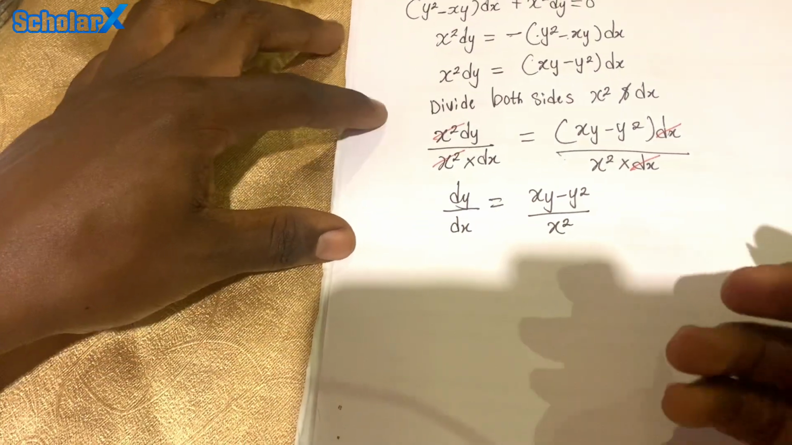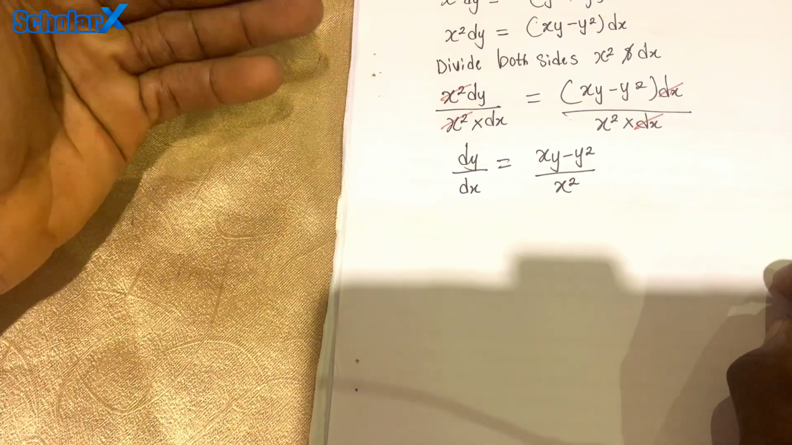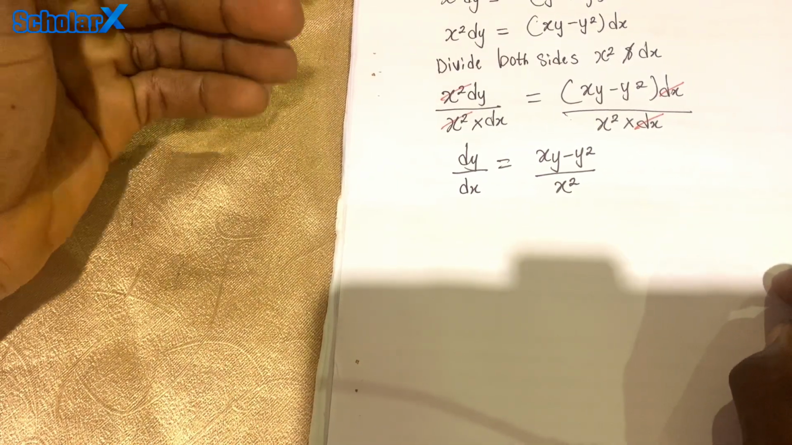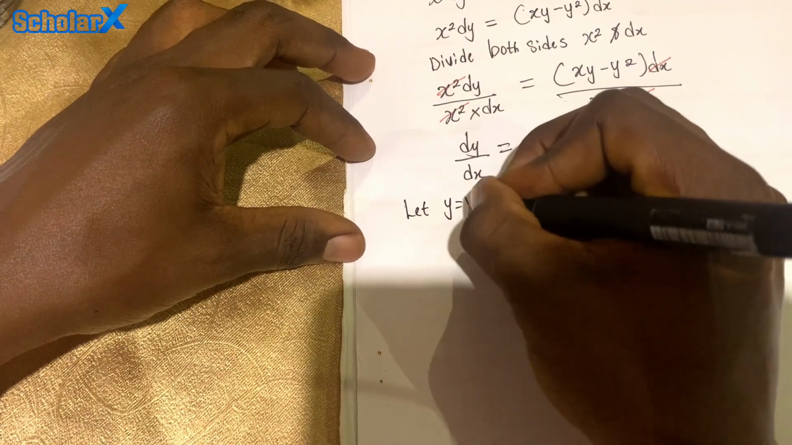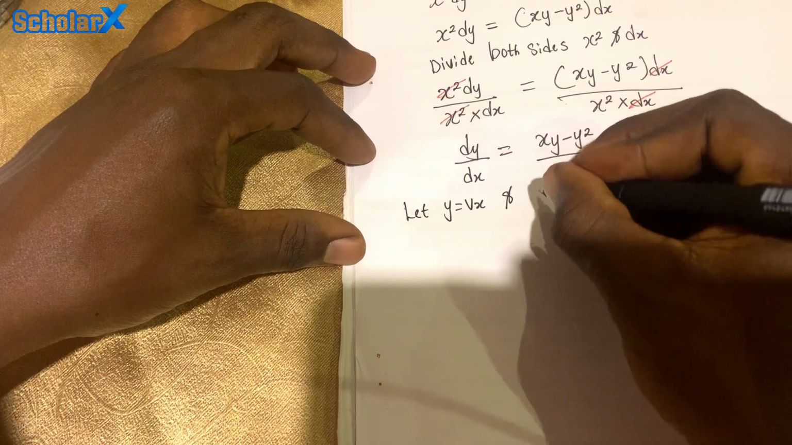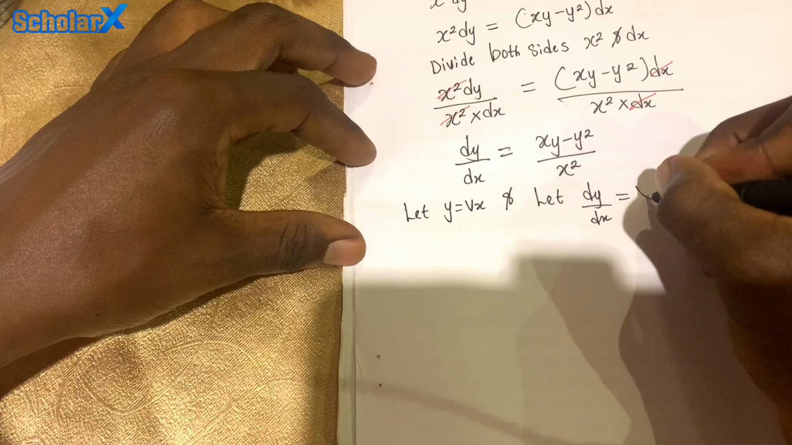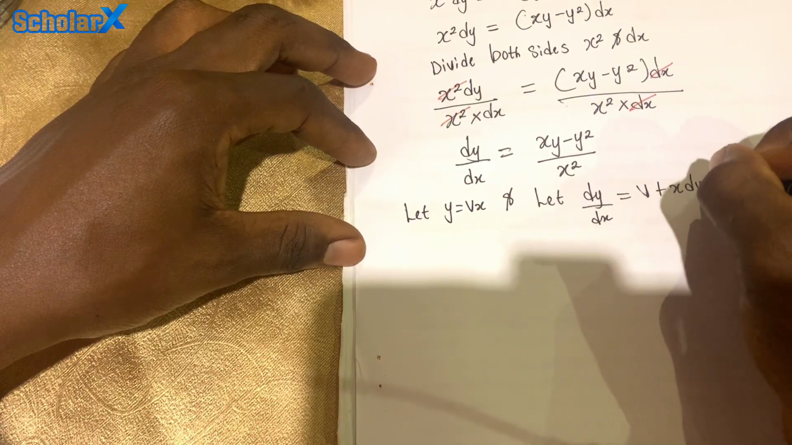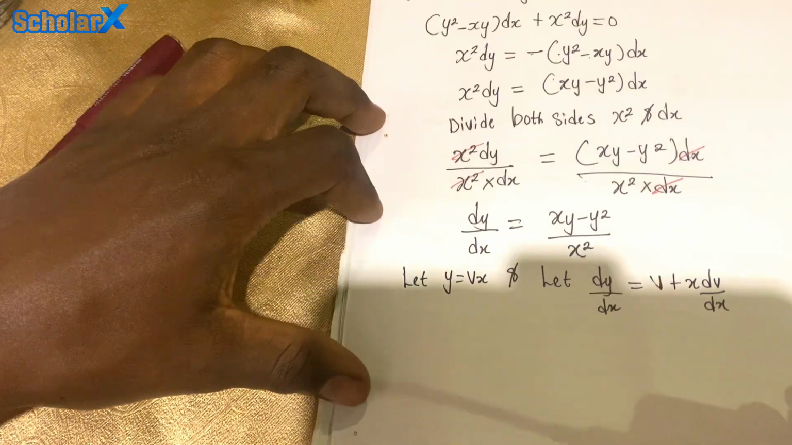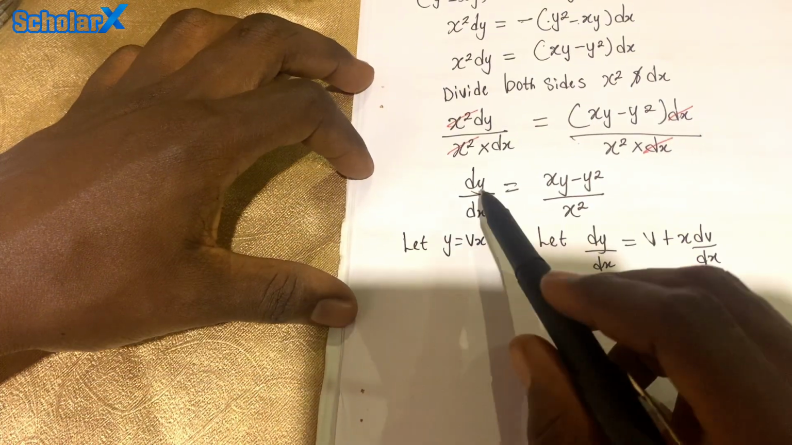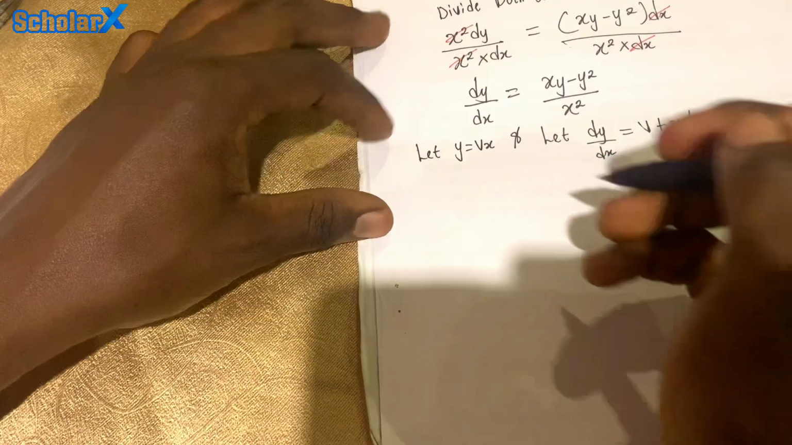Now the next step is that we're going to make our substitution. When we're solving homogeneous differential equations, there are two substitutions we make. We say let y be equal to vx, and let dy/dx be equal to v + x dv/dx. These are the two substitutions we make. So now we're replacing the dy/dx with v + x dv/dx, and replacing y with vx.